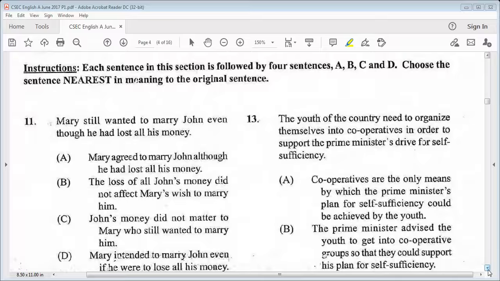So if you look in the previous videos, in the May-June 2020, the January 2019, 17, the May-June 2018, quite a bit of these questions have been repeated. So you can go ahead and watch those videos.